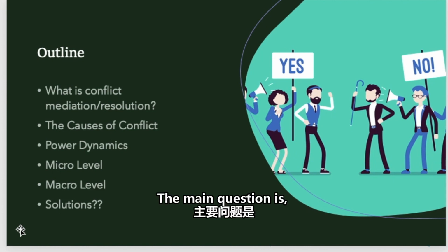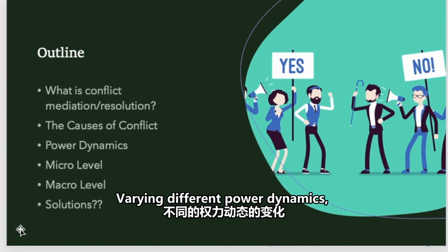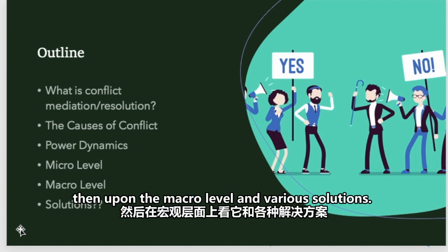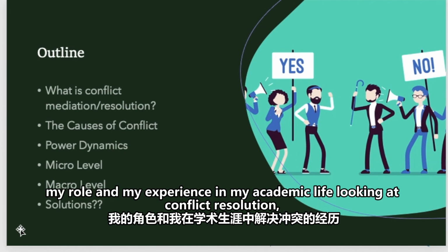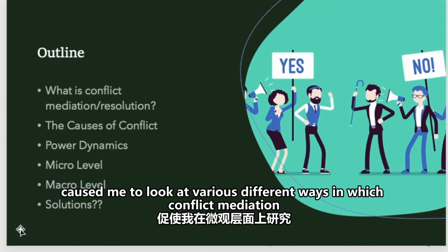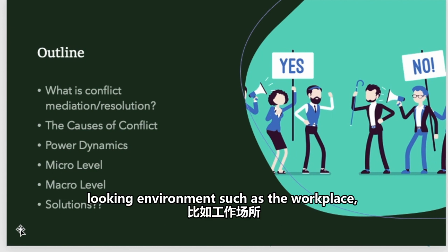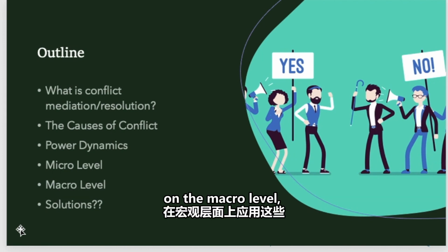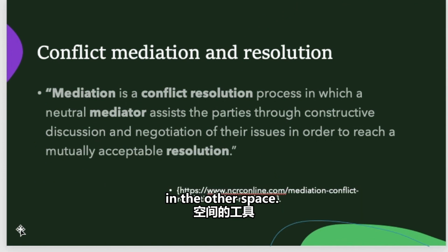So the main question is, what is conflict mediation and resolution? The causes of conflict, varying different power dynamics, looking at it on the micro level, then upon the macro level, and various solutions. Now, I'll give a bit of a brief outline of this. My role and my experience in my academic life looking at conflict resolution caused me to look at various different ways in which conflict mediation has occurred on the micro level, looking at environments such as the workplace, and then applying that outwards and seeing if we can apply those on the macro level and how the environmental psychology in one space may be used as a tool in the other space.